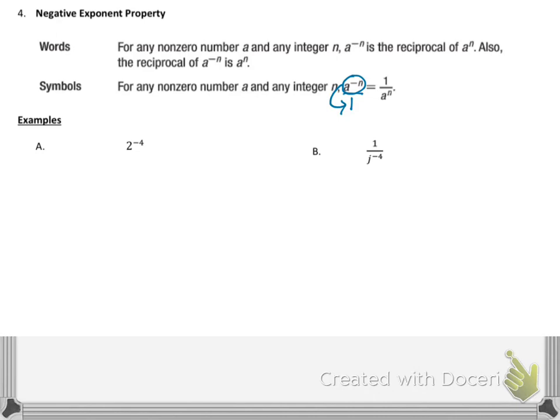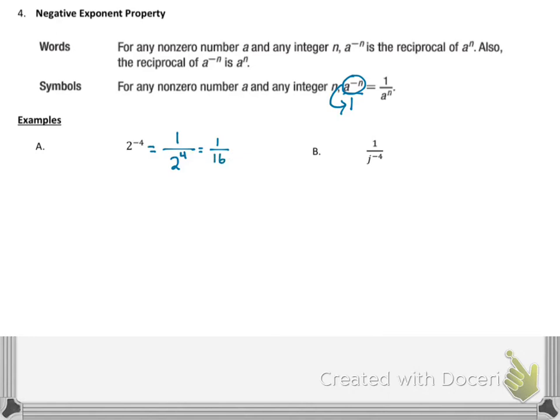Let's look at example A here. 2 to the negative 4th is written as 2 to the positive 4th in my denominator, right? As it moves to the denominator, it becomes positive. But now there's nothing in the numerator. There's always something in the numerator. It's a 1, right? So 1 over 2 to the 4th, which we can evaluate to 1/16.